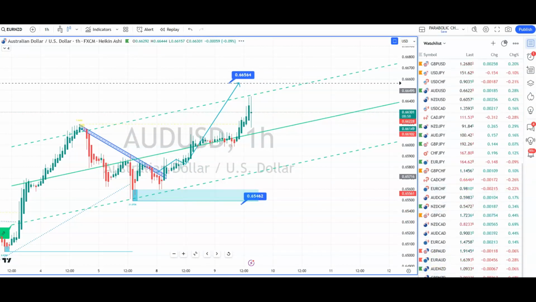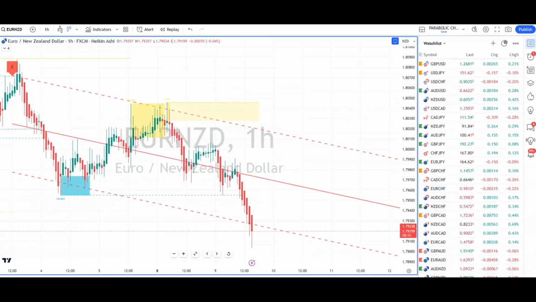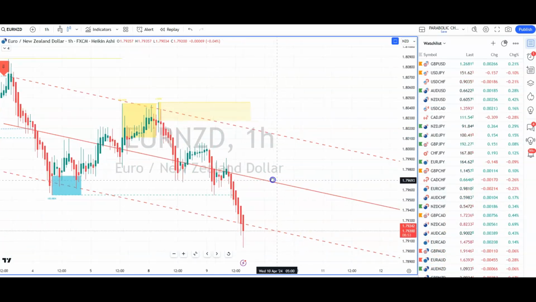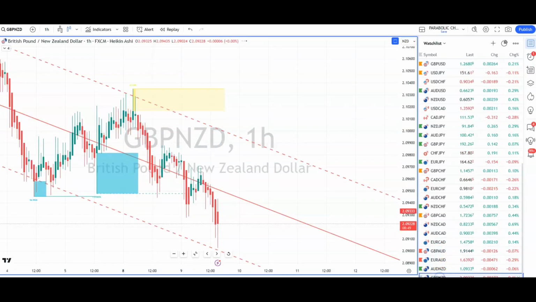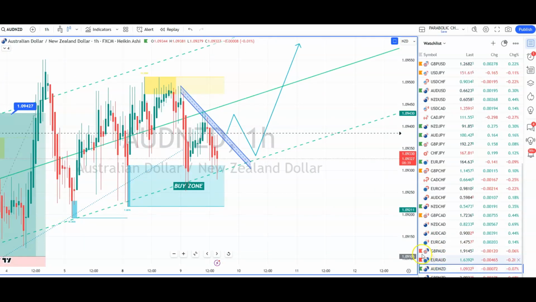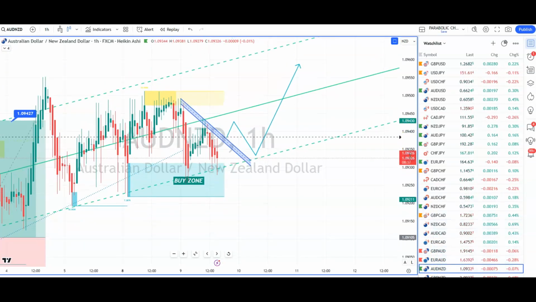Let's have a look at a few more, see if I can find a few more. Euro New Zealand, nice downtrend into the yellow zone. Excuse me, pound New Zealand into the yellow zone in a downtrend. They don't have to be parabolic, so you can have more trades more often. This is parabolic, Aussie New Zealand.